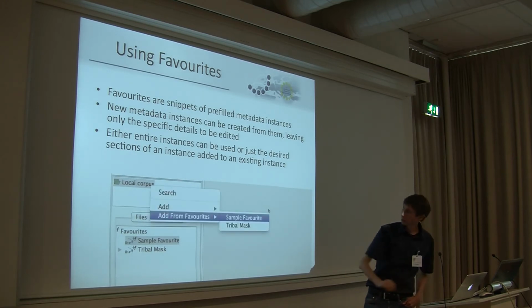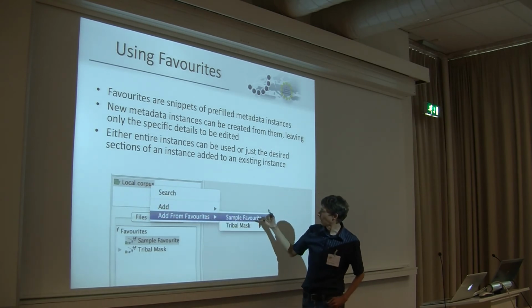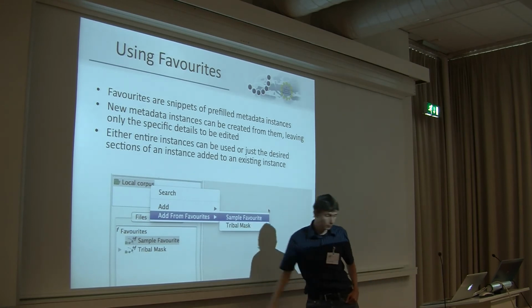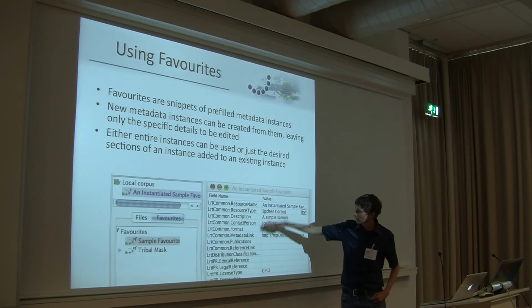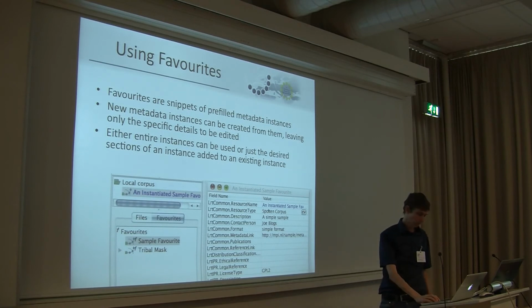From here, we're going on to the local corpus. We're going to add from favourites, and then add that sample, which corresponds to the name here. And then you have an instance of it. I've then modified the name of it, and you could modify any other relevant details to that specific piece of data you have.